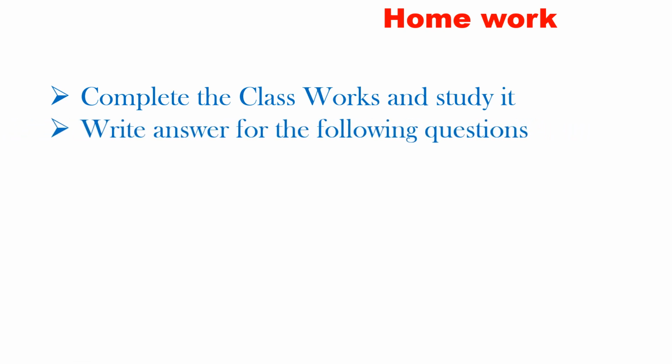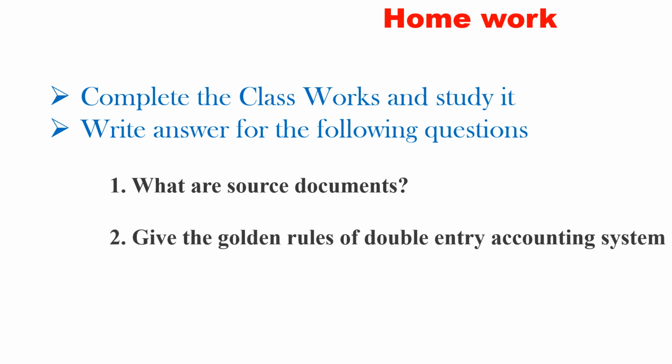Write answer for the following questions. What are source documents? And give the golden rules of double entry accounting system. So you are going to learn all those 8 questions and the new words, as well as you are going to write these 2 questions in your homework note. Write the answer for the following questions. What are the source documents? And give the golden rules of double entry system. Write and keep it in your homework note.